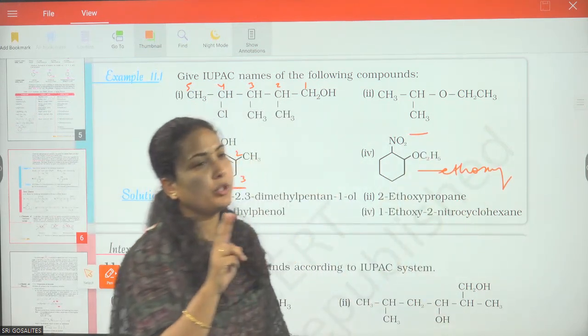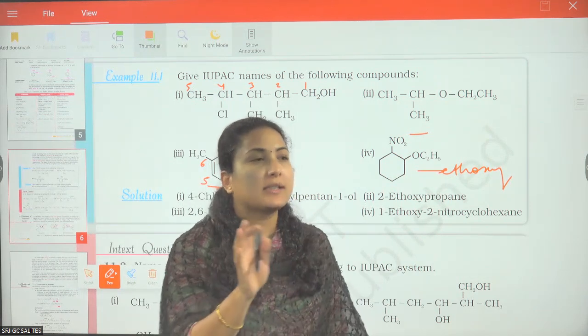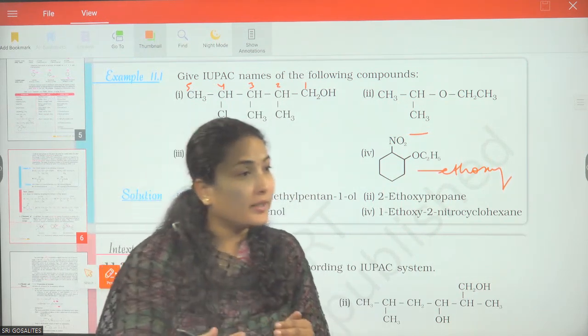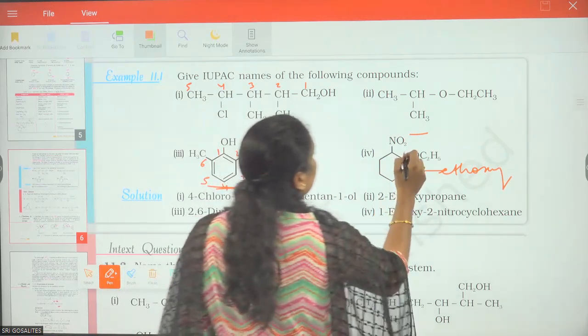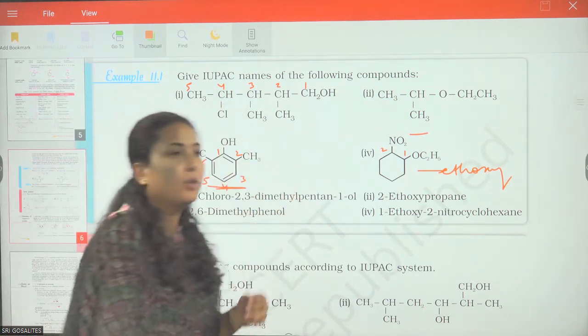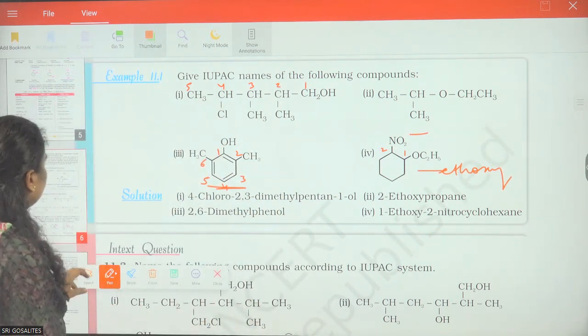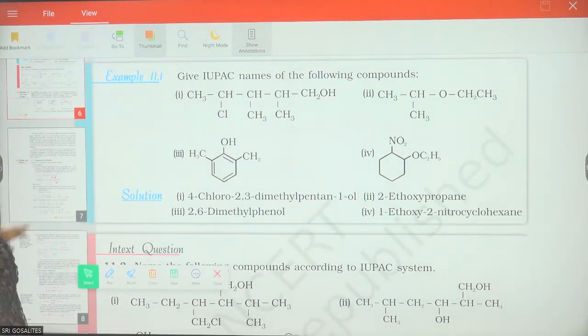Whenever there are only 2 substituents, you can always go by giving the lower number to the one which comes earlier in alphabetical order. In this case you have 1 and 2, so you'll be writing 1-ethoxy-2-nitrocyclohexane. I hope this is clear to you. Similarly you can name the rest of the things also.